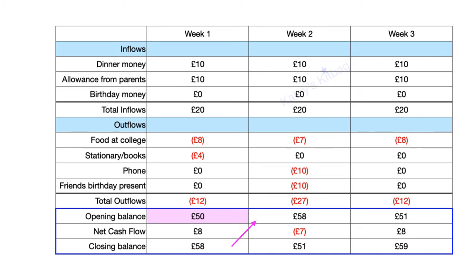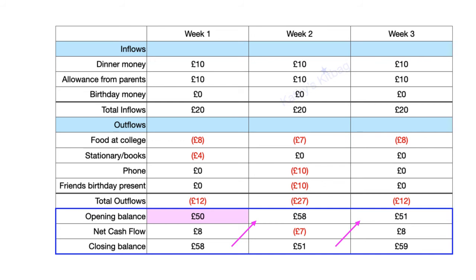So week 2, they start with £58. And similarly, the next period, week 3, starts with 51, which is the closing balance from week 2. So you can see that this just keeps rolling along week after week.